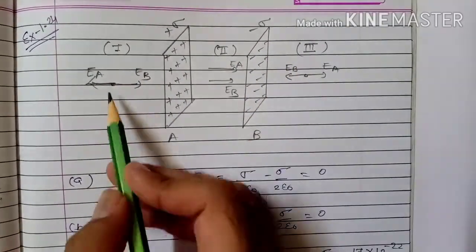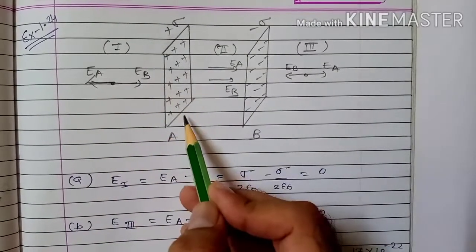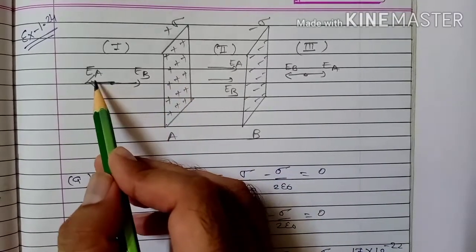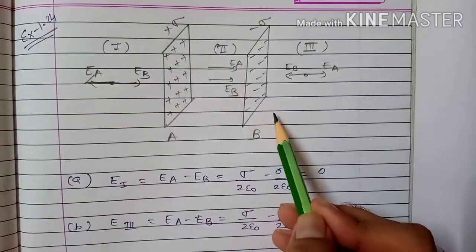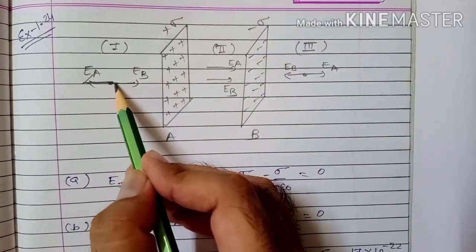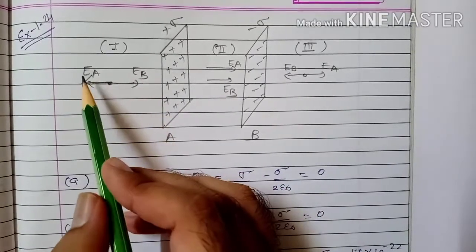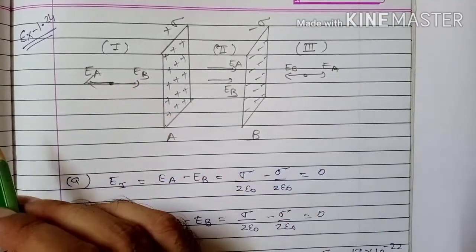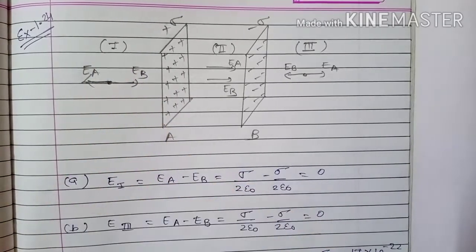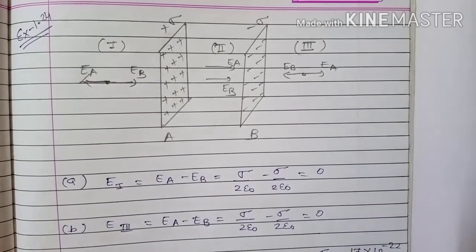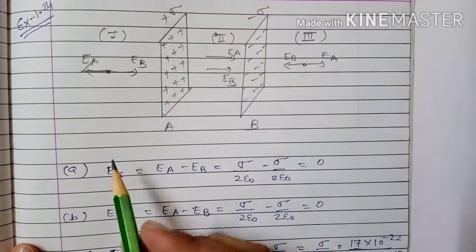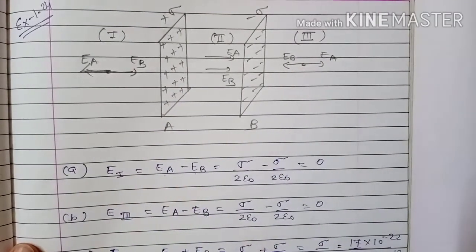First in region 1, electric field due to plate A is in outward direction, away from the positive charge. Same way, electric field due to plate B, where negative charge is distributed: due to negative charge, electric field is always towards the negative charge. So this is the direction of electric field due to plate A and due to plate B. We can see that in region 1, both the electric fields are in opposite direction. So in the outer region of first plate, electric field is EA minus EB.